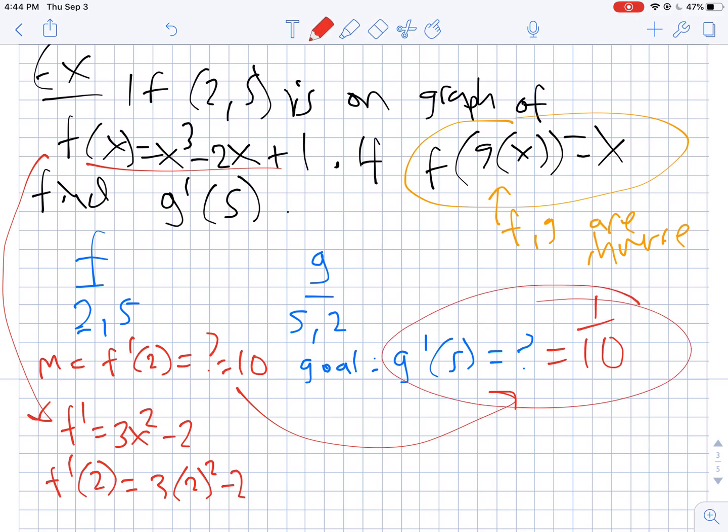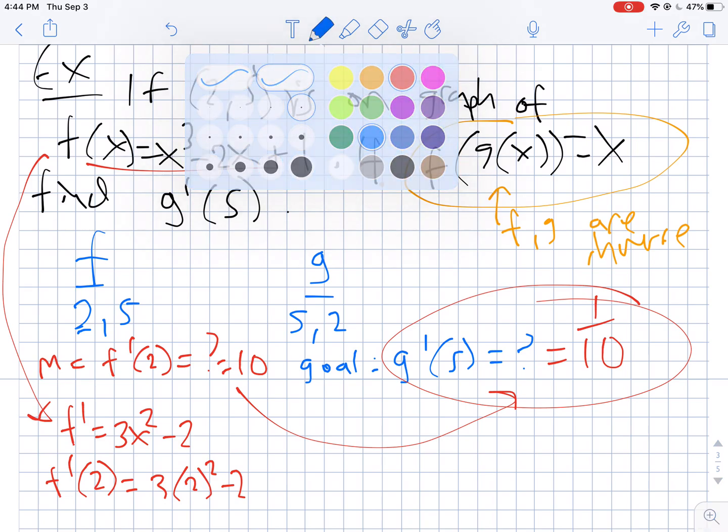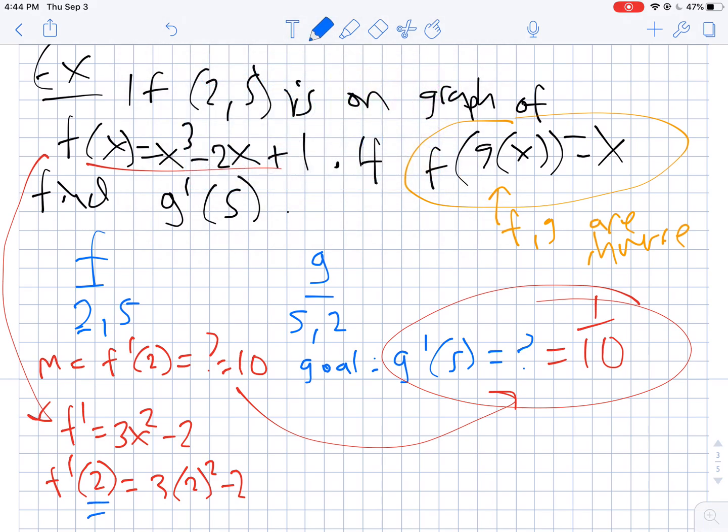Now I know it seems weird that we plugged in 2 for my original slope, even though I was trying to find the inverse slope at 5, but remember those switch. Because when 5 is the x on g, that means it's the y on my original function, so I need to plug in the x at that point, which is 2.